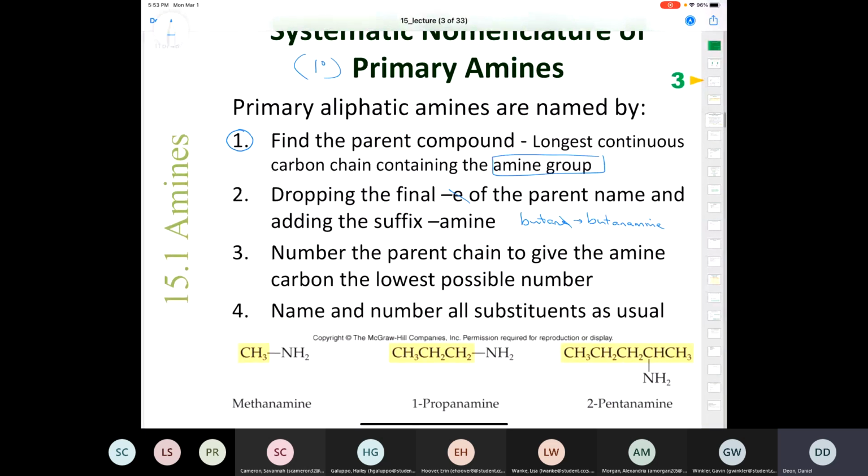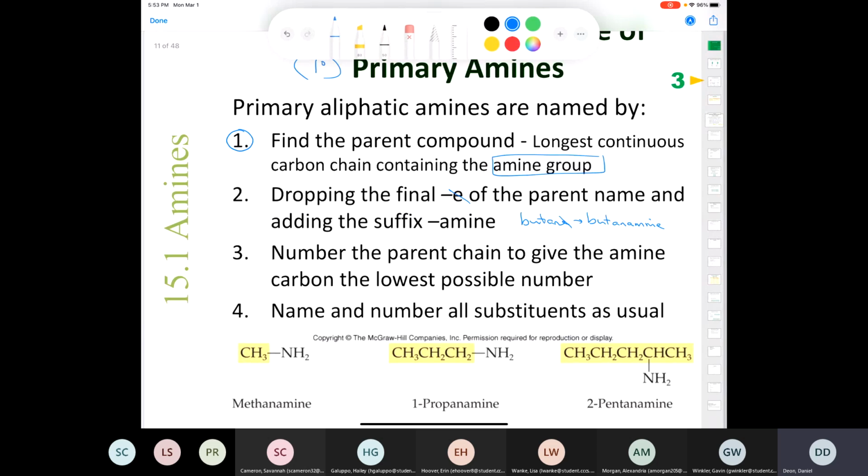So now, if I have just a methyl group, like is shown here, well, there's no locant, there's no number that I need to provide because there's only one carbon anyway. So if you had CH4, this would be methane. And so what do we do? We cross off the E and we put methanamine.